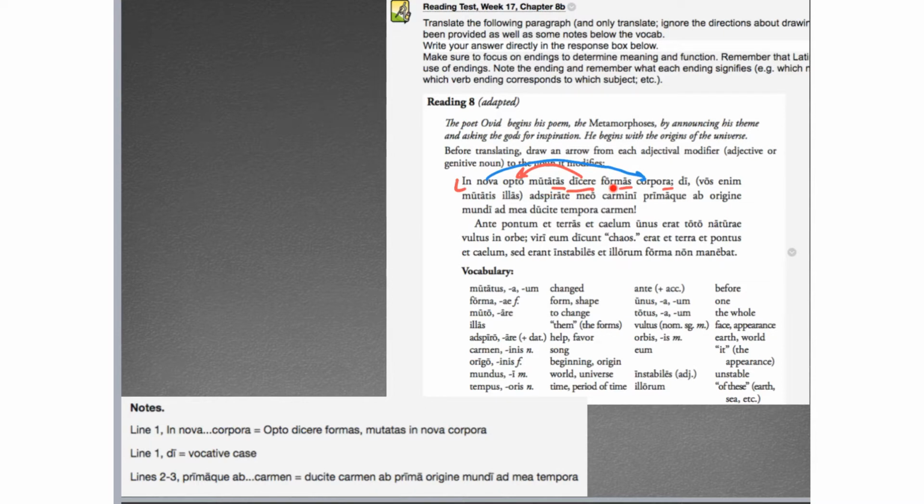Changed forms. Or actually, let me rephrase that. I choose to speak of forms changed into new bodies or shapes. And know what I did there? I realized I had to put the changed after the forms because the in depends on it. If I said changed forms like I originally did, I'd be cutting off the in. So I choose to speak of forms, sorry about that, did it again, changed into new bodies. And I'll let you take it from there.